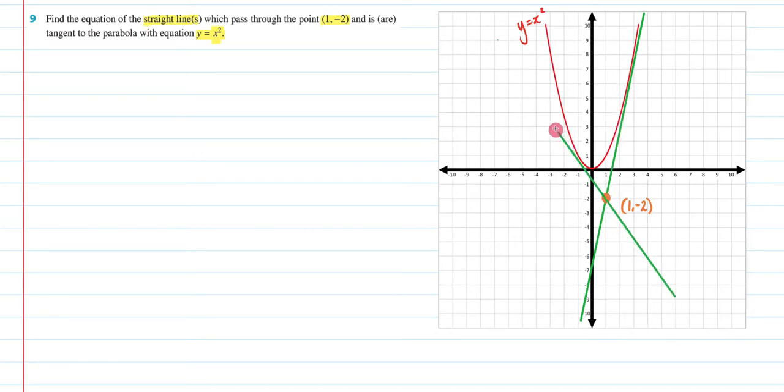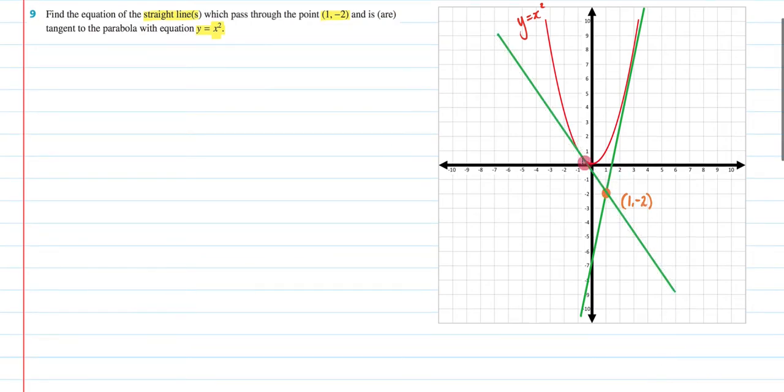And I would also have another possibility. It could be coming this way. I'm still going through my point and I'm once again touching my parabola once.